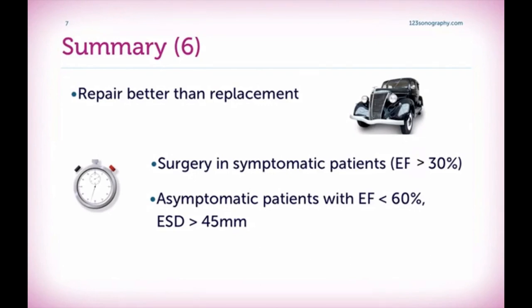Surgery should be performed in symptomatic patients as long as their ejection fraction is above 30%. We should also operate on asymptomatic patients if their ejection fraction drops below 60% or if the end systolic diameter increases above 45 millimeters.